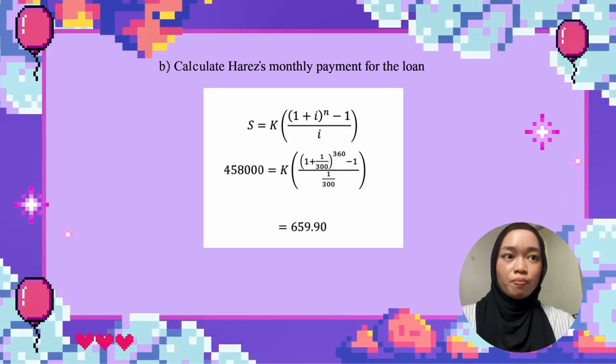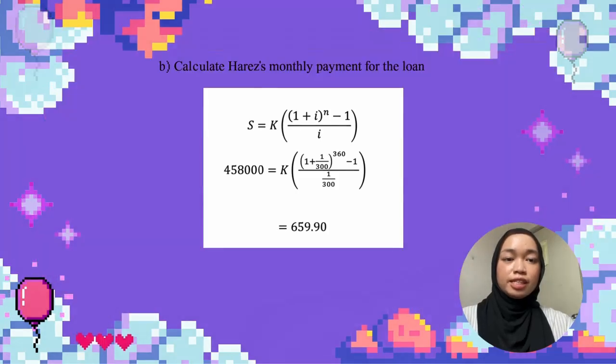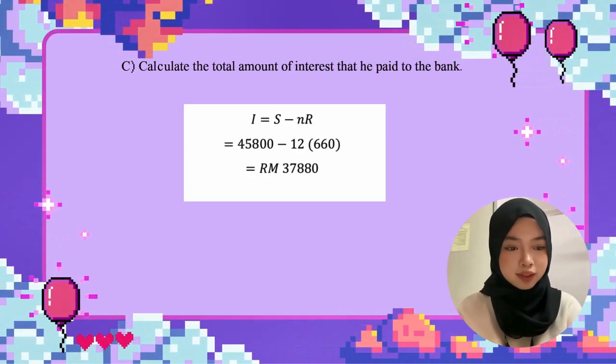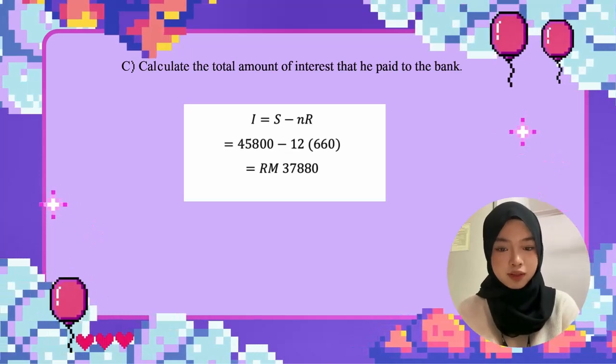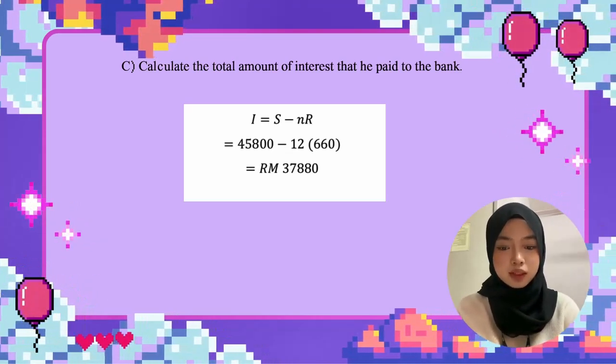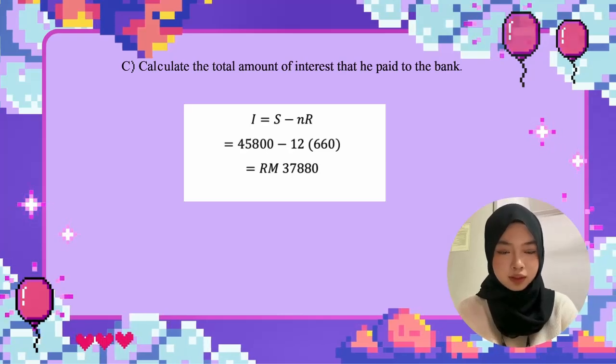So the answer is 659.90 cents. My question is 2c. The formula that I use is I equal to S minus NR, which is 45800 minus 12, open bracket, 60 close bracket. The answer is RM37880.